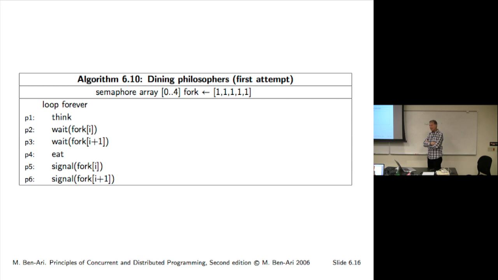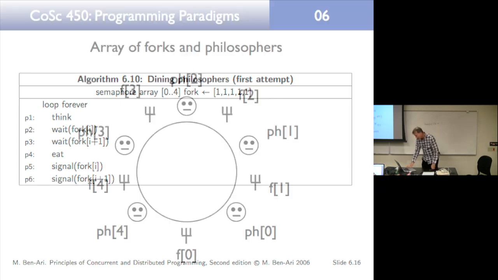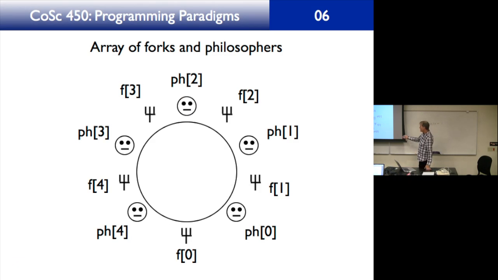It would be stuck. Yeah, you nailed it. Did everybody hear that description? So what she said is that, if we go to the picture here, if this philosopher picks up his fork on the left and then is interrupted, we get interleaving, so that philosopher one picks up the fork on his left, and philosopher two picks up the fork on her left, and philosopher three picks up the fork on her left, and four on his left, and then what happens?